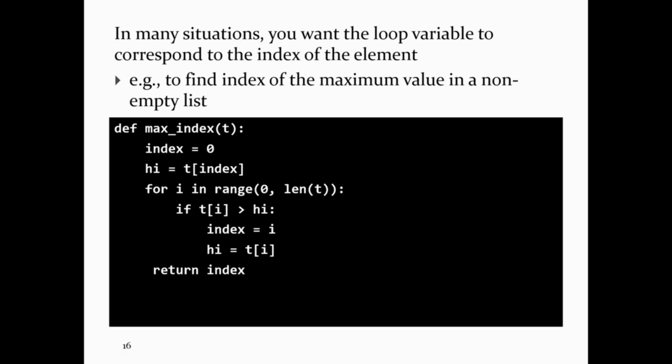And now my if statement, I'm going to look at t[i] instead of looking at the element itself. So now I need to get the element, so that's the element at index i. If I find an element that's larger than the current highest value, I have to remember its index. It's useful to also remember the largest value. And then finally, when I look at all the elements in the list, I can return the index corresponding to the largest element.